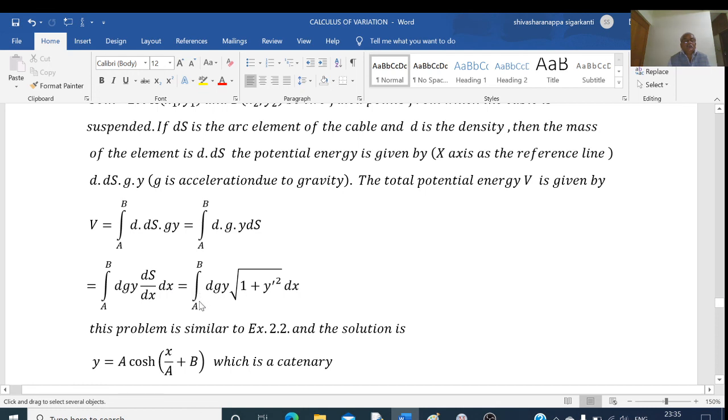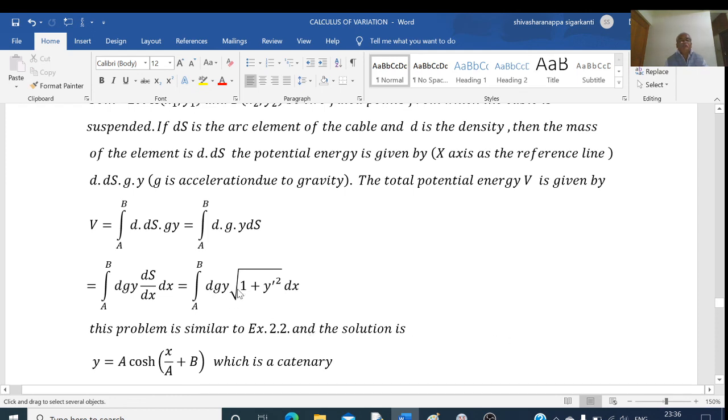This is equal to integral from a to b of d g y, where ds by dx is nothing but square root of 1 plus dy by dx square. That is root of 1 plus y dash square dx. And here, if d is a fixed quantity and g is also a constant quantity, then this is nothing but integration from a to b of y into root of 1 plus y dash square dx. We have to solve this problem here, and this is similar to the problem 2.2.